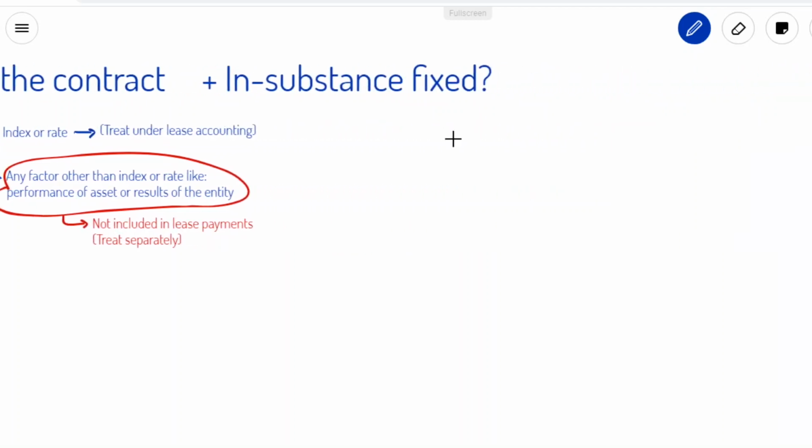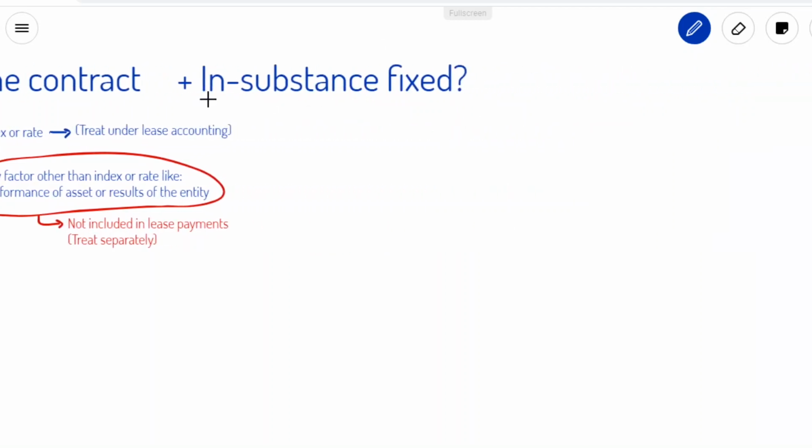Now, we talked about variable lease payments, but there might be certain lease payments which will vary depending on a contingency, and that contingency is very remote.